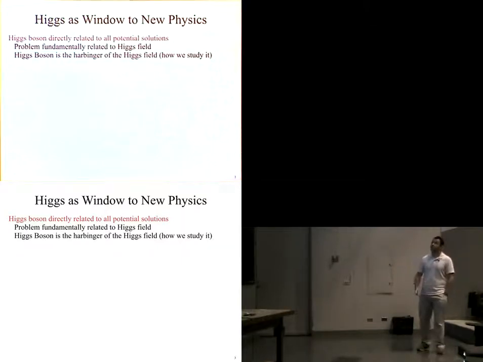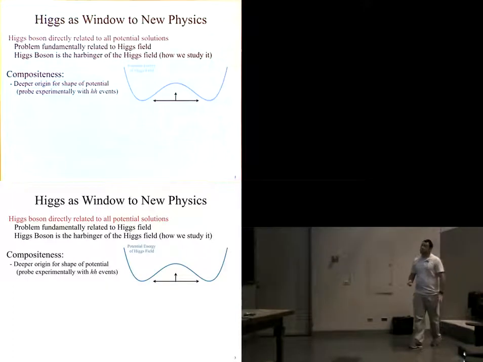And so really for this, the Higgs boson is critical for this program. Okay? Of course, the problem associated with the weak scale is ultimately associated with the Higgs field, and the Higgs boson is a harbinger of the Higgs field, so it's how we can probe the Higgs field, how we can understand that it's there. And because of that, it's really critical for all the solutions related to problems with the Higgs field itself.